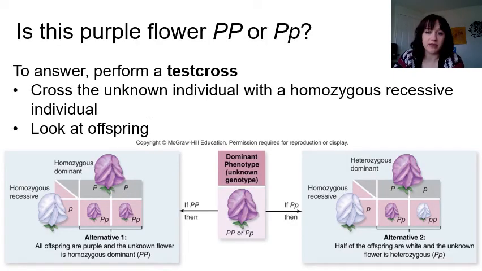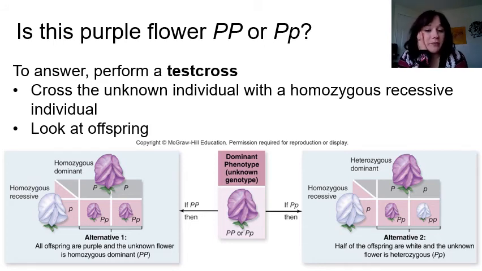In this example, we've been using the flower color, so let's just stick with it. Right? We have a purple flower. Is it homozygous dominant or is it heterozygous? So to answer this question, we will perform a test cross, and all that means is to cross that individual with a homozygous recessive individual. So in this case, it would be crossing our purple flower that we don't know if it's homozygous or heterozygous with a flower in which we do know that it is homozygous recessive, so a white flower.